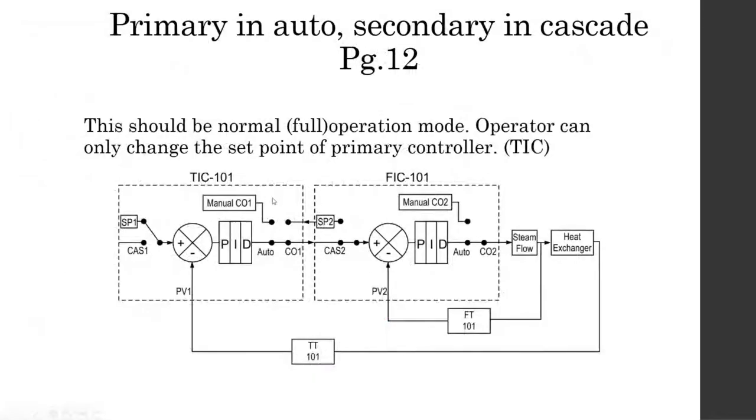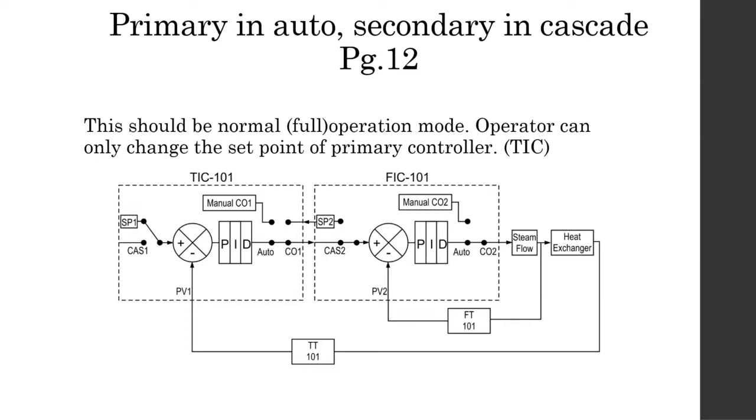Okay, so here we have primary and auto, secondary and cascade. This should be the normal, fully operating cascade control loop. In this situation, the operator can only change the set point of the primary controller. Again, our primary controller is going to be our temperature transmitter, our temperature controller here, and you see our set point option. The operator changed the set point here.